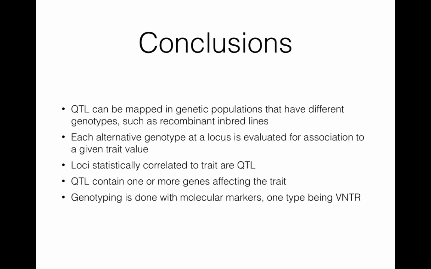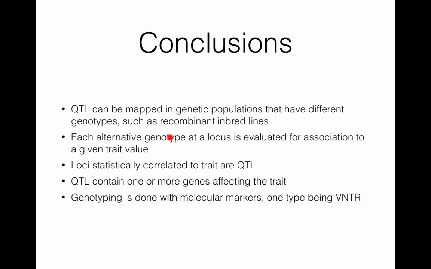So in conclusion, QTL can be mapped in a genetic population. It's a population that has different genotypes. An example of that population is recombinant inbred lines. Recombinant inbred lines are advantageous. They are highly homozygous, which means that within a line, different individuals are nearly identical to each other, and they can serve as biological replicates in an experiment, giving me a high power to detect changes in phenotypic traits.